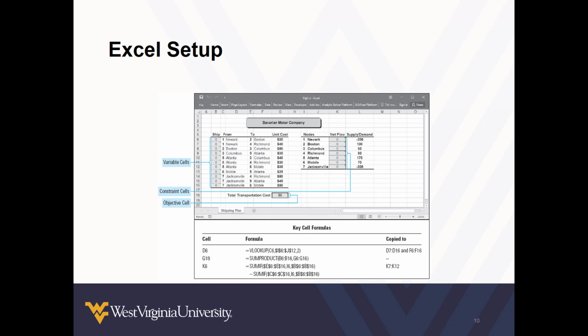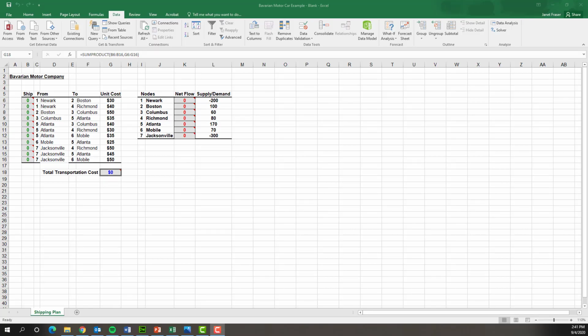So now let's take a look at getting this input into Excel. There is a blank version of this Bavarian Motor Company example in eCampus, and I suggest that at this time you open that up in Excel. So here we have our example opened up in Excel, and like every other problem we've worked with so far, we have an objective cell, we have our variable cells, and we have our constraint cells.